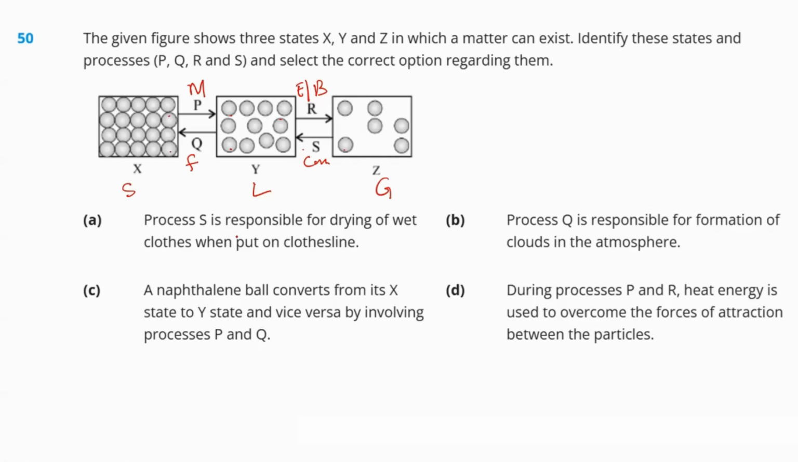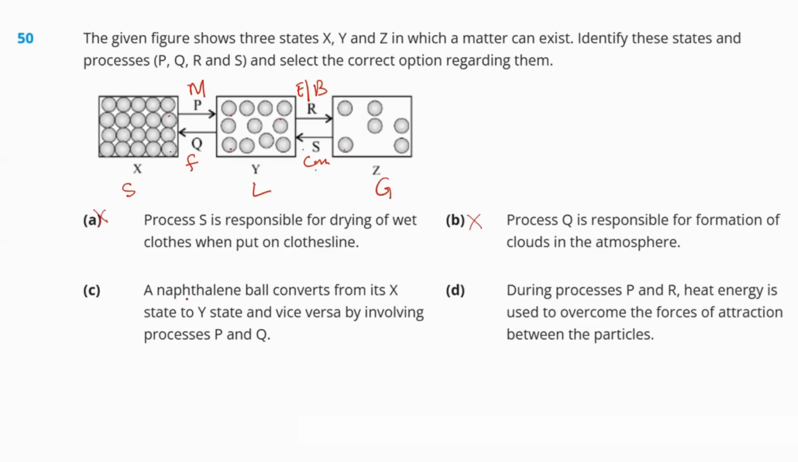Process S is responsible for drying of the wet clothes. No, it should be process R instead of S. Process Q is responsible for formation of clouds in the atmosphere? No, this is also not.